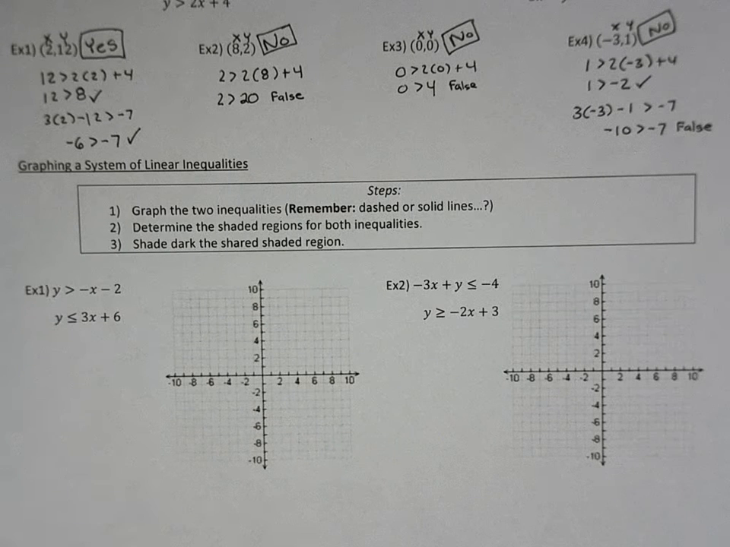And if you're looking at it and there is no overlap, then that means there is no solution, right? They've got to overlap. That's what you're going to shade in dark. Okay, so here we go.